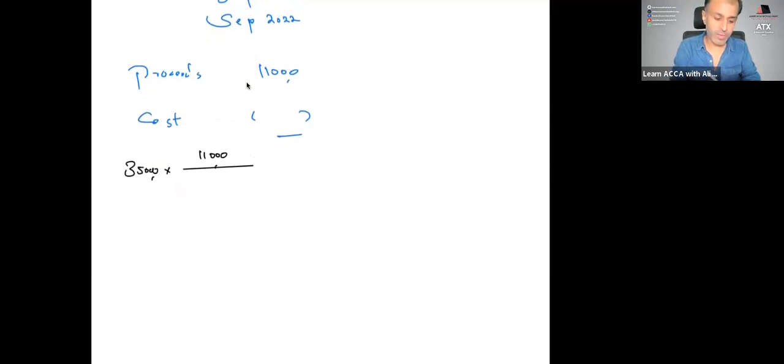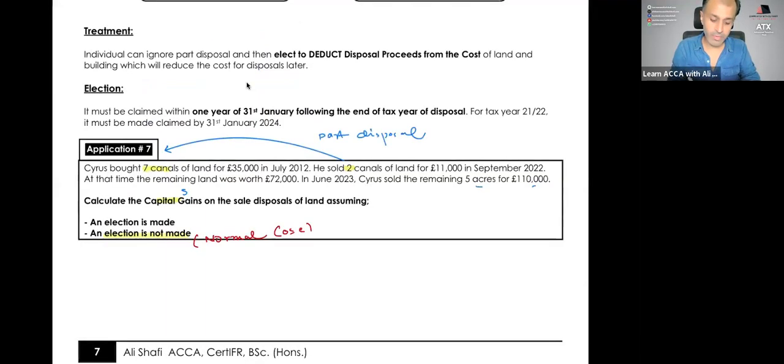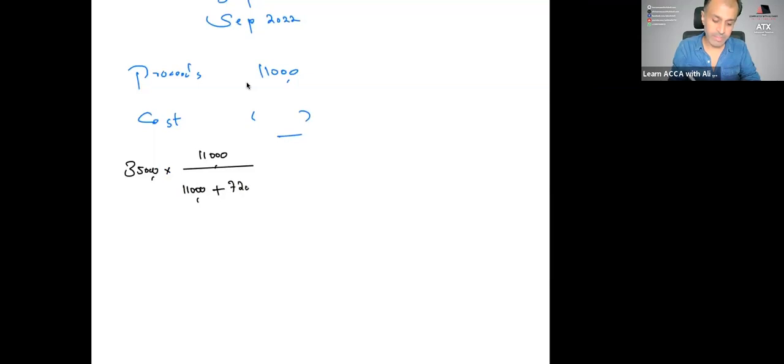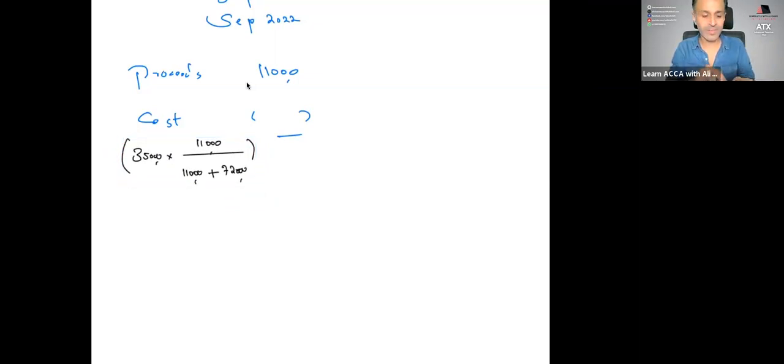That will also come in the bottom, 11,000, plus the market value of the remainder portion on that day, which was 72,000. That is B. So that's how this formula works. If you know that formula, you can apply it in a minute or even less to get your answer. 11 divided by 83 multiplied by 35,000 is going to be 4639. So 4639 minus 11,000, the figure turns out to be 6361.